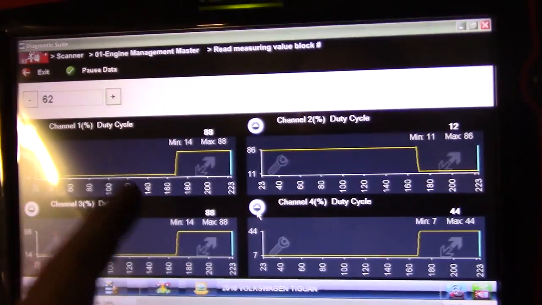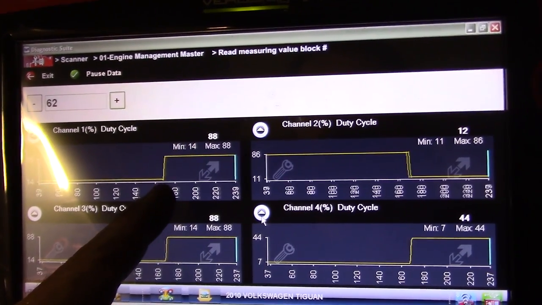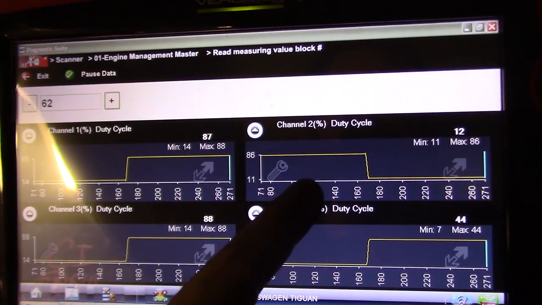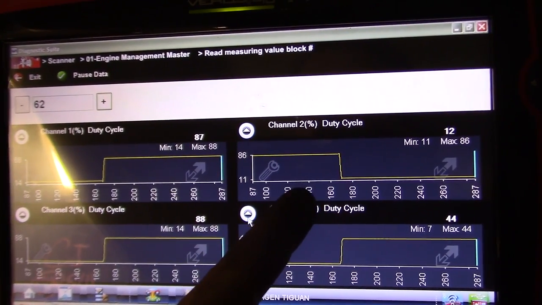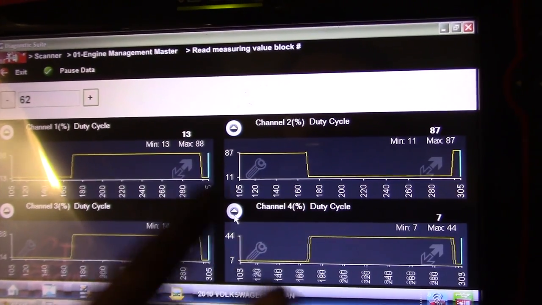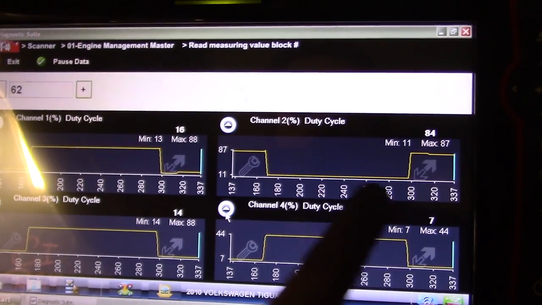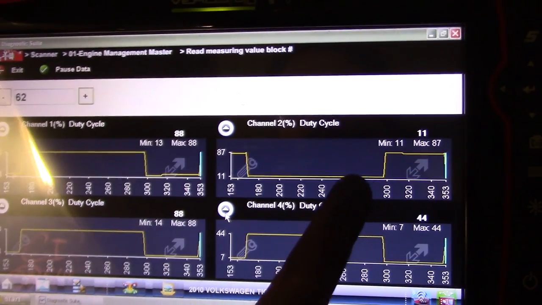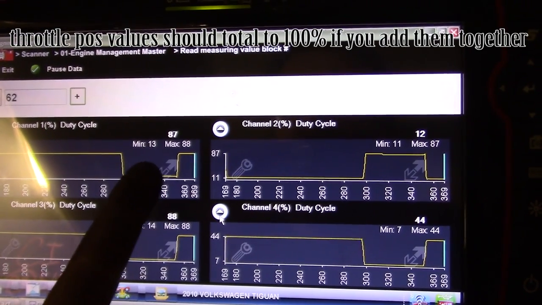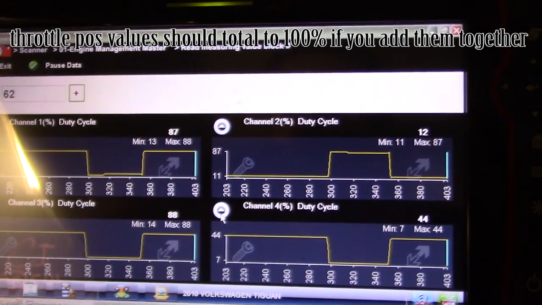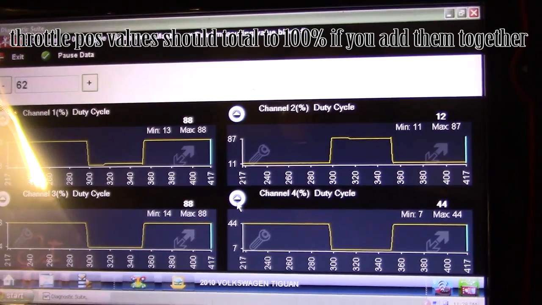And the other two for the throttle should be opposite. So basically one should be a 0 to 100 and the other should be 100 to 0. Or in this case, on this side we have 16, one side we have 84, hit it to the floor, and now we have 87 on this side, 12 on this side. Basically those should read opposite of each other, so this would be a known good.